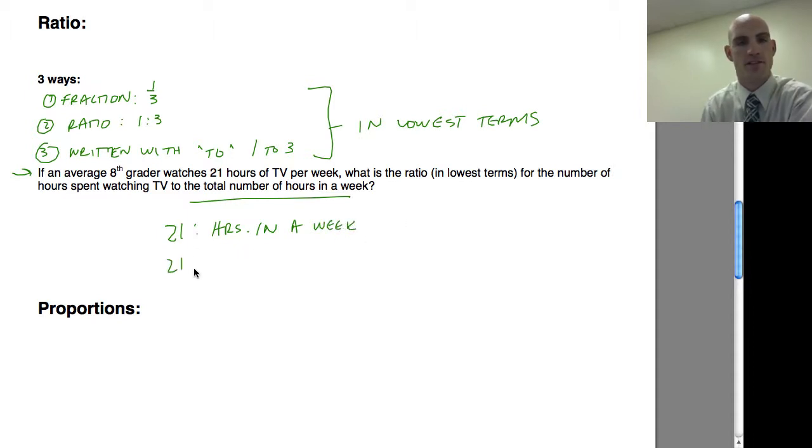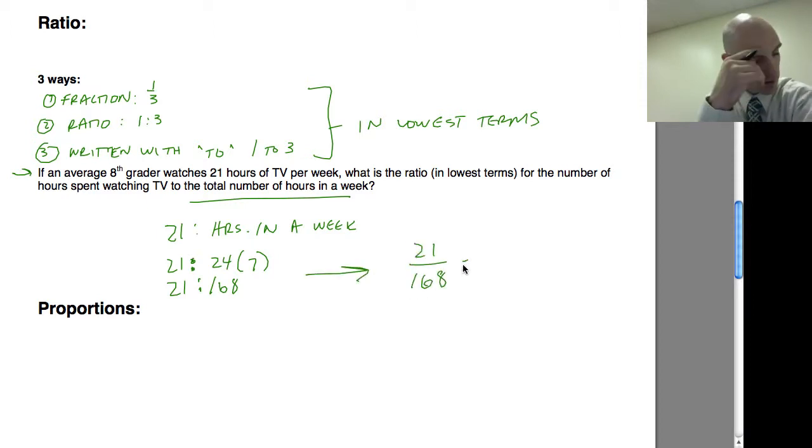it's going to be 21 to the number of hours in a week. Well, I need to know how many that is, so I'll do this as 24 hours times 7. So that's 21 to 168. And so I can write this as a fraction, 21 over 168.